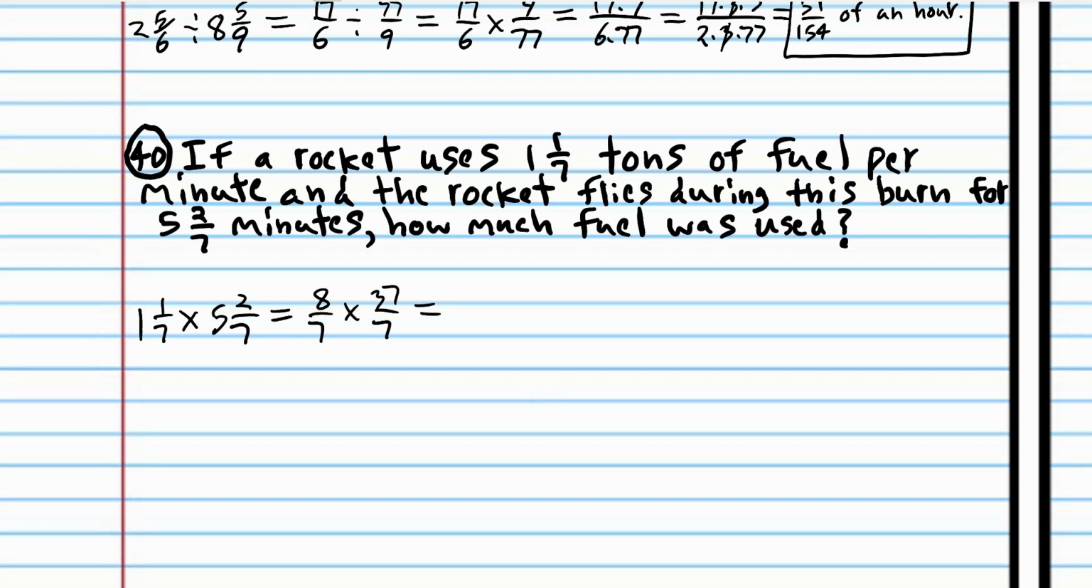And unfortunately, we don't have any common factors. So 8 times 37 is 296, I believe. 7 times 7 is 49. Just double checking my math there. Pretty sure that's correct. All right, and then we're to convert to a mixed number. We're just going to have to see how many times 49 goes into 296.